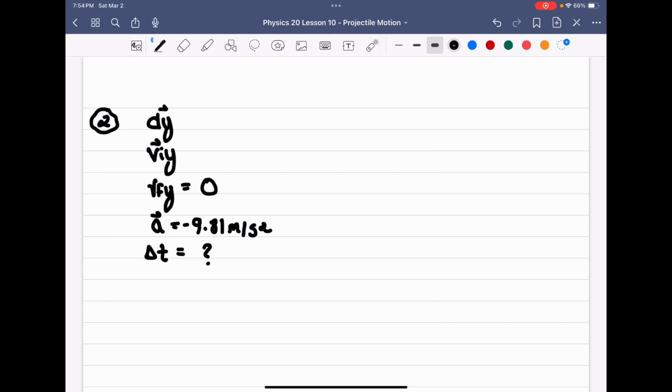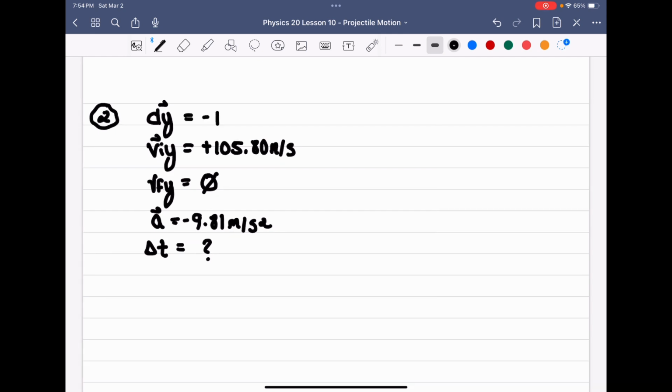VF, originally, I'm going to say that this might not have any bearing, so I'm going to put a line through it indicating that maybe it won't matter, but maybe it will. And then I'm going to say this is equal to, for the VIY, our component for this was positive 105.80 meters per second. And lastly, the displacement in the vertical direction was that negative 125, negative because it falls down the cliff.